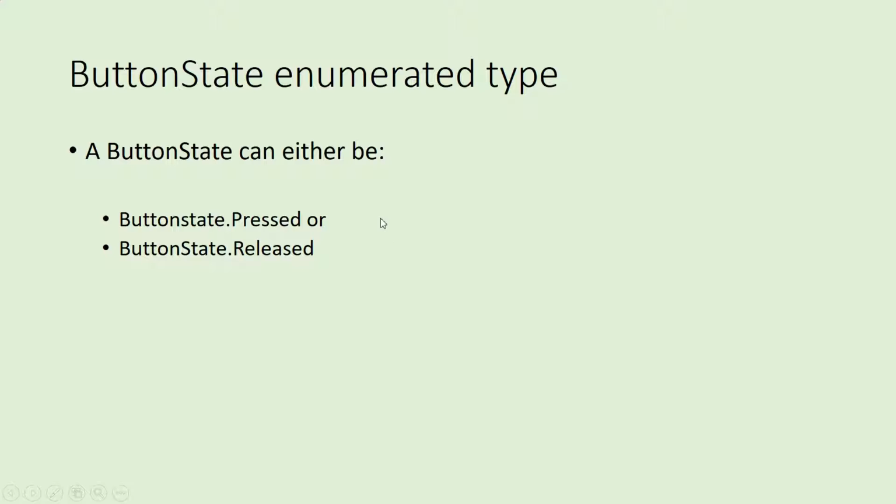But back to those button states, they're fairly simple. It's just a structure, an enumerated type, with two enumerations, pressed or released, so you can compare a button to one of these two to find out whether it's held down or not.